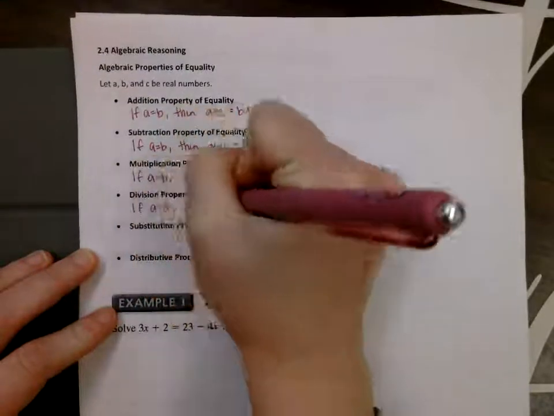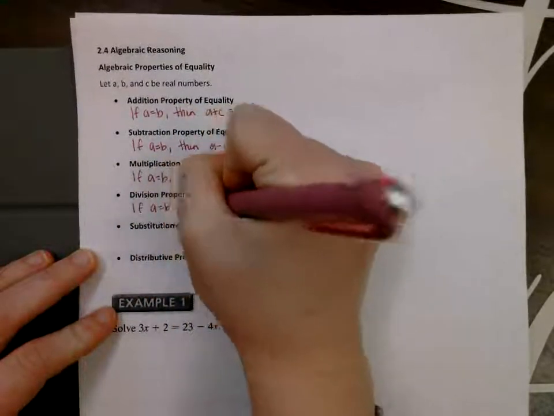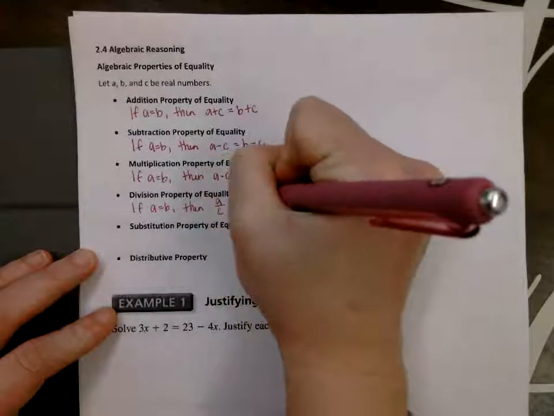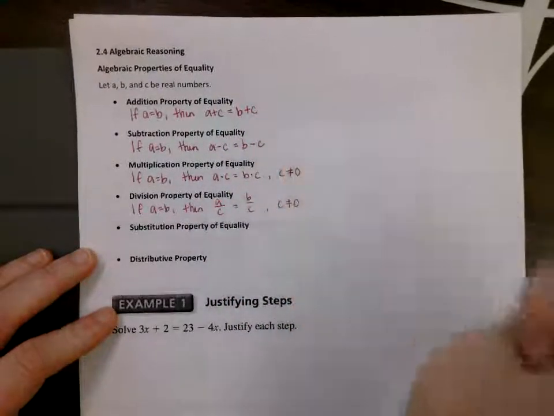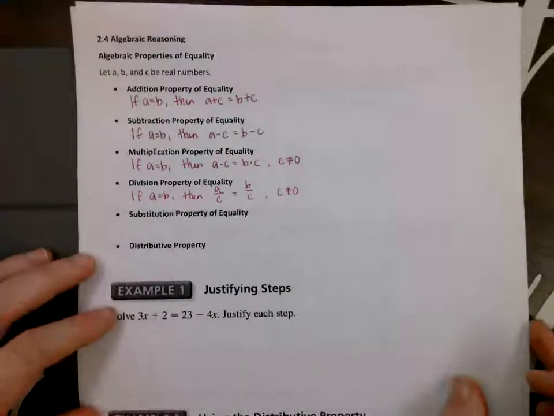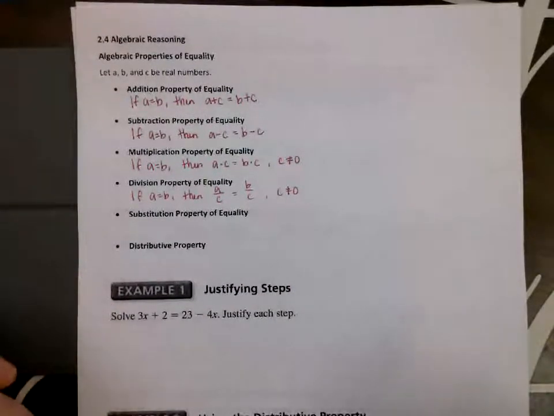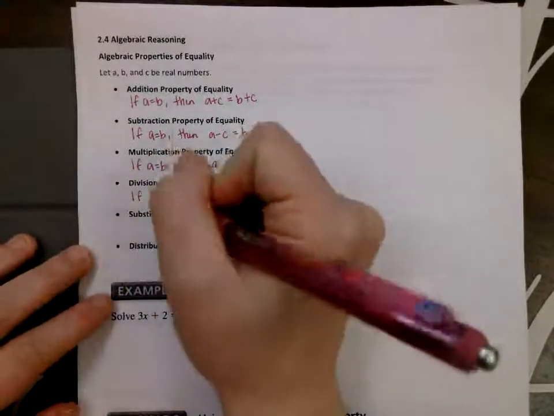So then we have division. We have if A is equal to B, then A divided by C is equal to B divided by C. Again, in this case, C cannot be equal to 0 because you're not allowed to have 0 in the denominator, or divide by 0, or you get an undefined term. Okay? The next one is substitution.